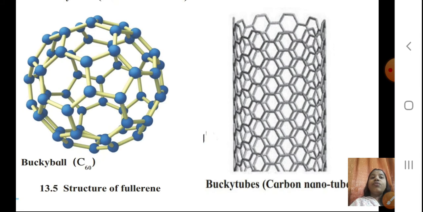Now this is the structure of the fullerene. You can see the buckyball, where 60 carbon atoms have been arranged. You can see how it forms a ball. And these are the bucky tubes, which we call carbon nanotubes. We use them in nanotechnology, a new branch of science. Nano means very small structures are being studied. This is the structure of carbon nanotubes, which are now being utilized in various devices. Okay students, we'll proceed.